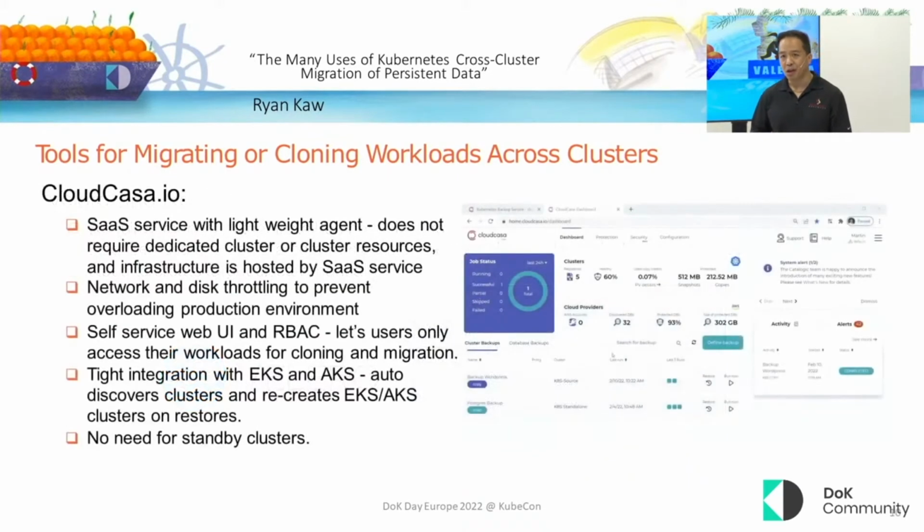CloudCasa.io is another solution as well. It's a SaaS solution, which installs lightweight agents onto your cluster, and then it gives you visibility into all of your clusters within AWS EKS. It works outside of those realms as well, but it handles a lot of the challenges that I discussed around networking and disk issues, because it has the ability to do throttling so you don't overload your production environment. And then there are other nice features and functions such as role-based access control, so certain users can have access to specific workloads for cloning and migration.